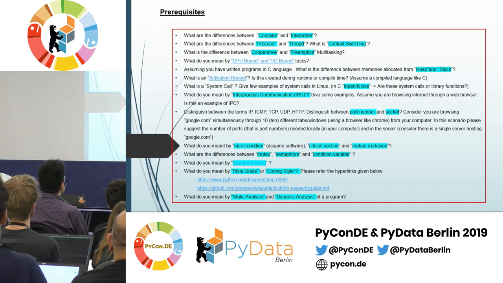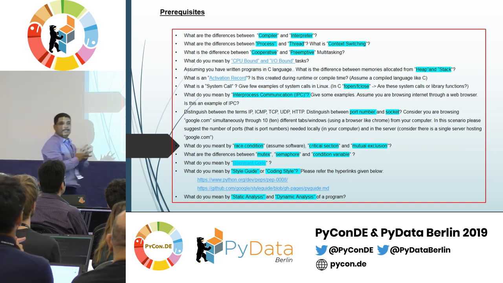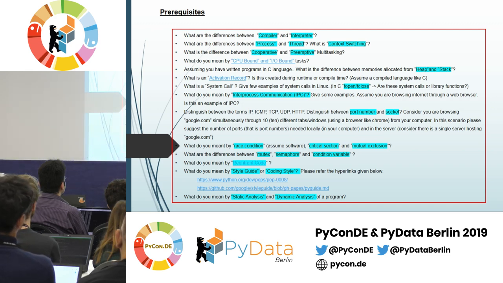Okay. Race condition, critical section, mutual exclusion. In a simple manner. Race condition, critical section, and mutual exclusion. Mutex, semaphore, condition variable. Can anybody explain these things in a simple manner, quickly?